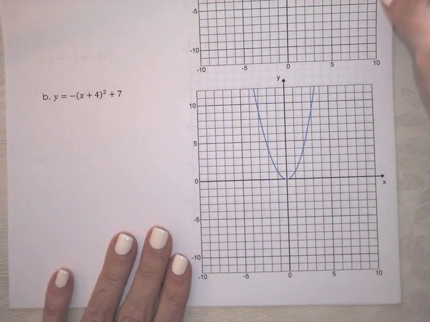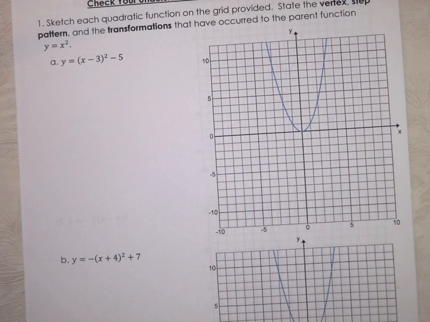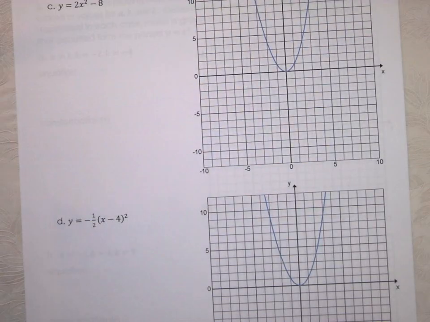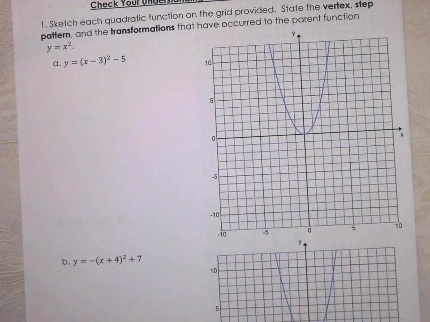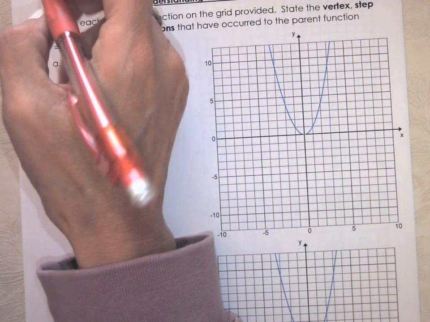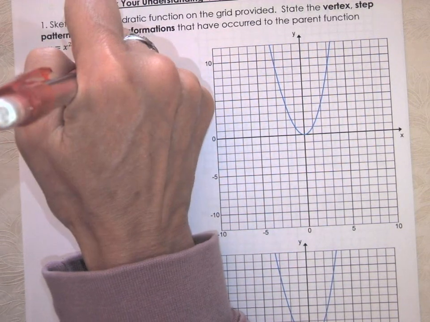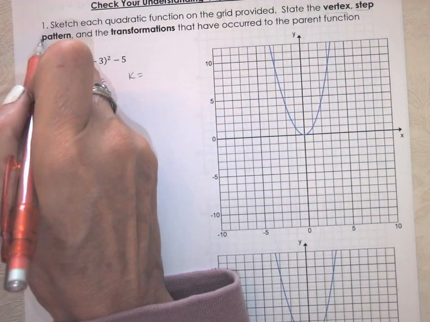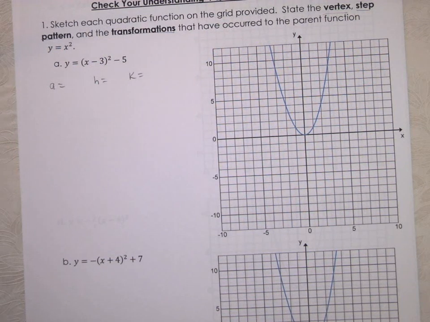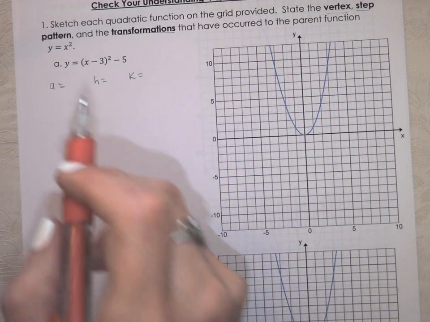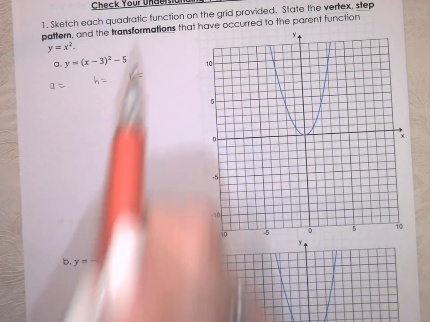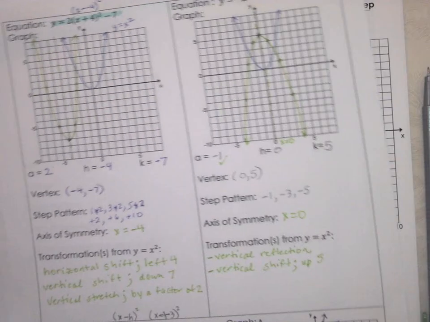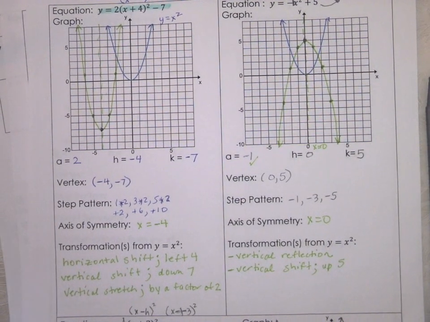So for your check your understanding, I would like you to do questions 1, A, B, C, and D. And when you're doing them, remember, even though I don't have the prompts there, what I would want you to do is state what A, H, and K are. It says to state the vertex, the step pattern, and the transformations that have occurred to the parent function. But in order to do that well, it's good to always know what your A value is, your H value is, and your K value is, like we did for all of our examples here. It just doesn't set it out as easily in the note.